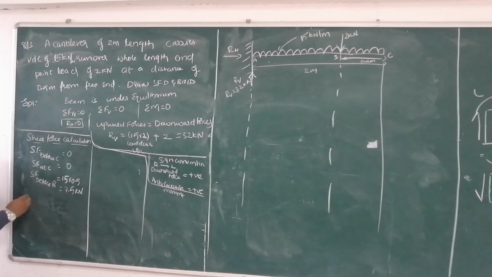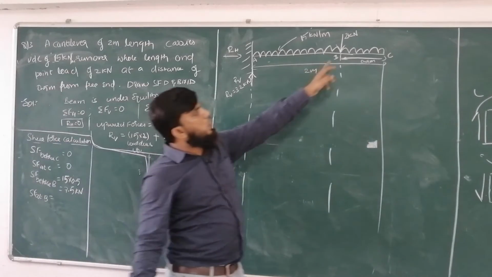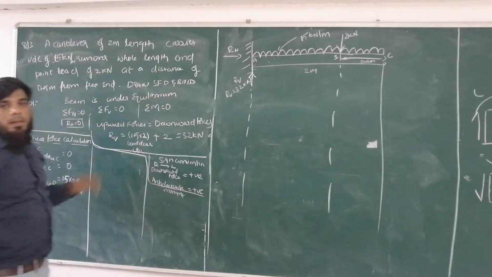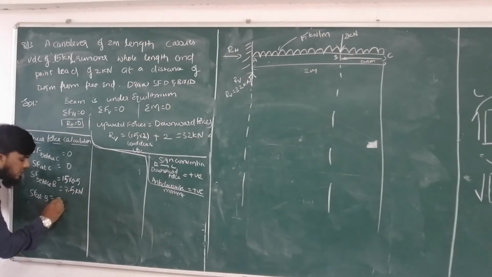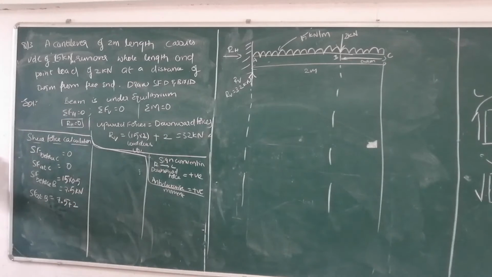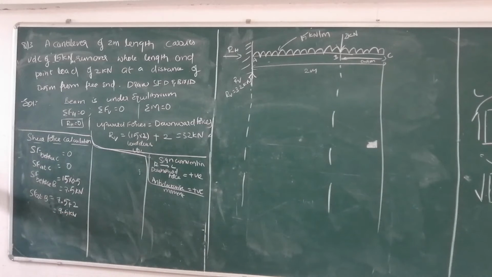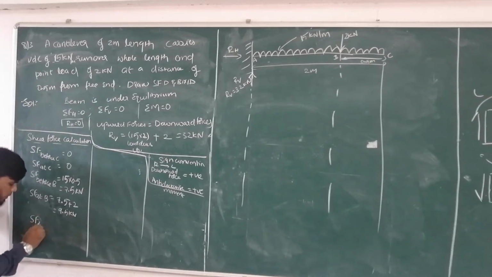7.5 kilonewton. Next is shear force at point B. At point B, along with UDL, you are having a point load. So 7.5 plus 2, you will get 9.5 kilonewton. Next is shear force before point A.